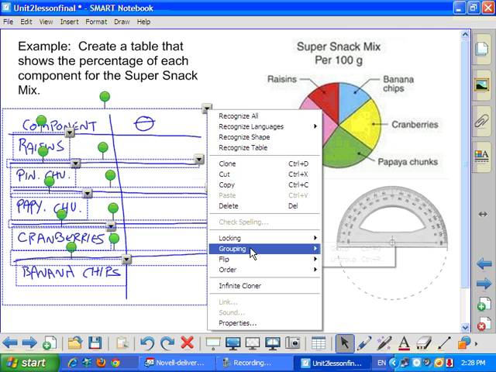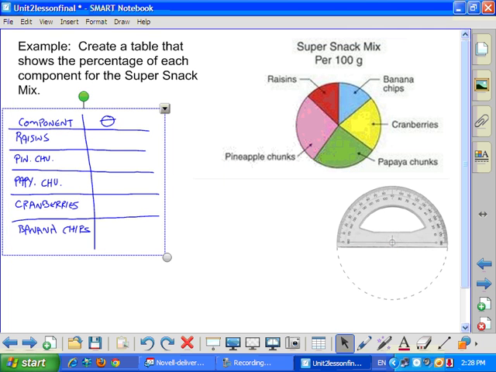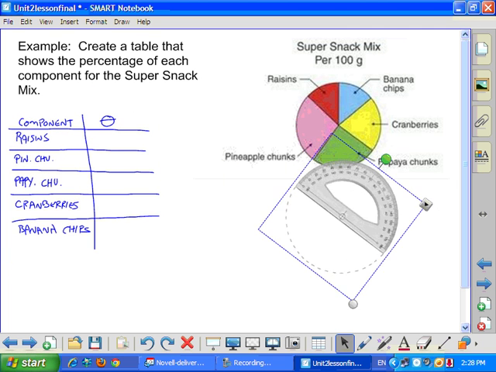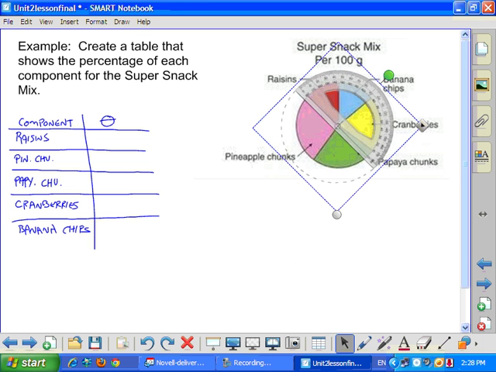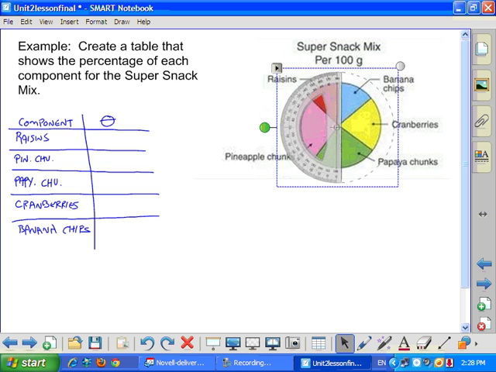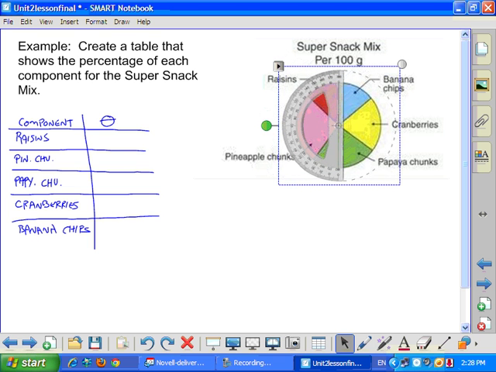All right, I'm just going to shrink this down. So I'm going to take this protractor, I'm going to line it up, try to get that in the middle, just like that. So now I just got to rotate it around. So starting on the red, oops, I moved it. So there's the red.